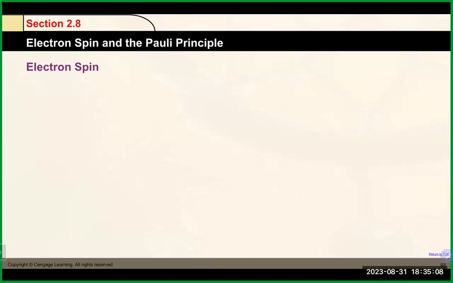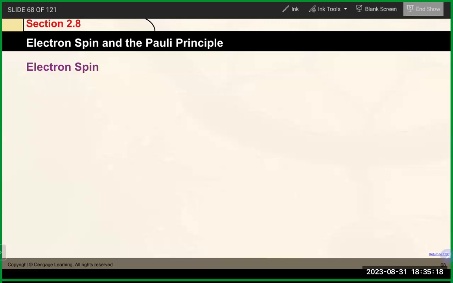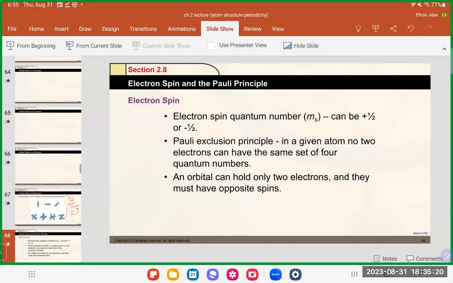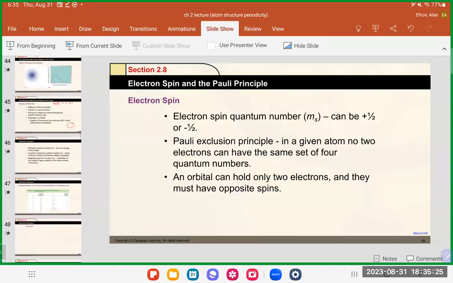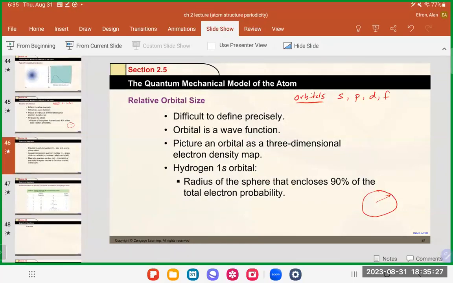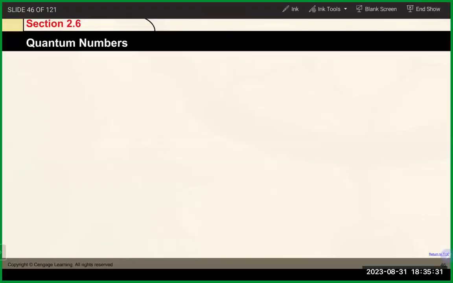So let us go back up a little bit and talk about the basis for these orbitals, and why we see them on certain energy levels and maybe why we don't see them on other energy levels. What in the quantum mechanical model helps us understand what orbitals we have is what is referred to as quantum numbers.